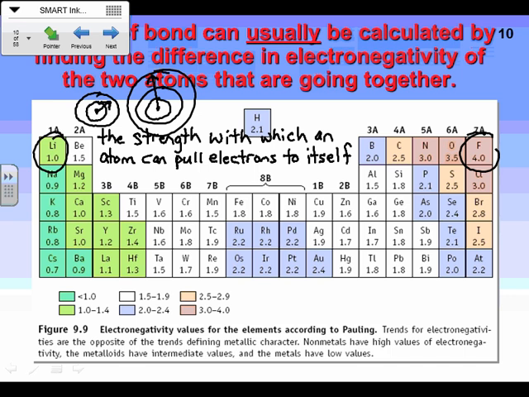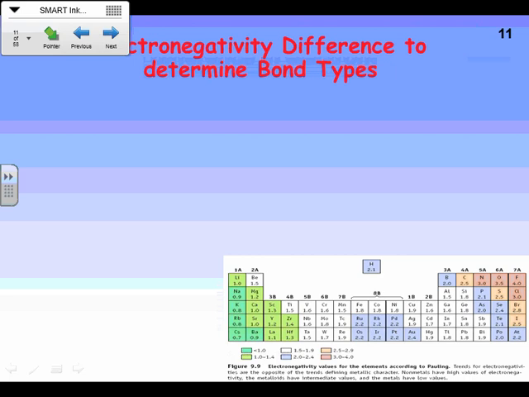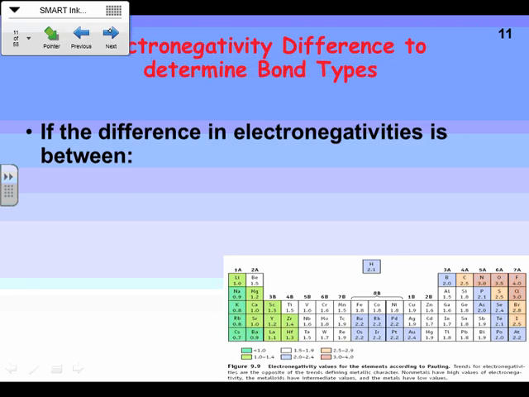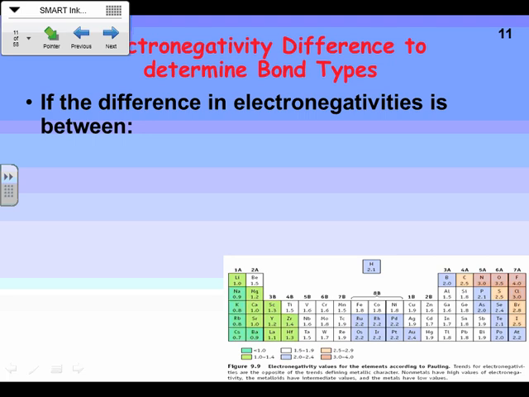Let's see what else here. That's kind of what it says at the bottom, the caption at the bottom. It says that the trends for electronegativities are the opposite of the trends for defining metallic character. In other words, the more metallic something is, the lower its electronegativity. Okay? So what we do then, if we want to determine is something ionic, is something covalent, is figure out the difference in their electronegativities. Okay? If they have a difference between the two elements of 1.7 to 4.0, we're usually going to call it ionic. Okay?